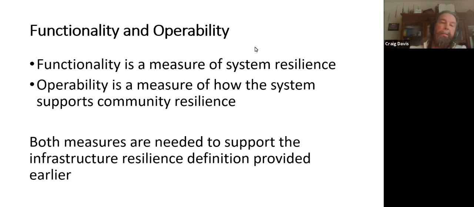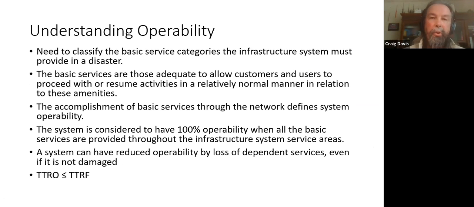Functionality and operability. Now that we know that about functionality, we need to understand that functionality is a measure of infrastructure system resilience. Operability is a measure of how the system supports community resilience, which I'm going to go through in the next few slides. Both measures are needed to support the infrastructure resilience definition that I provided earlier. So let's dig a little bit deeper into the concept of operability.